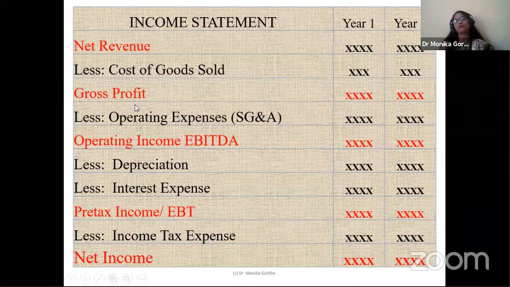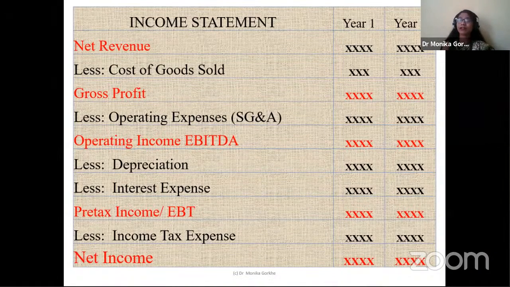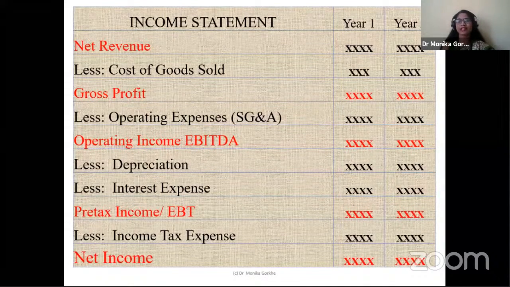Once we are done with gross profit, we reduce our operating expenses, and then we come up with earnings before interest, tax, depreciation and amortization. The amount left after reducing your operating expenses is your operating income, which plays a very important role in understanding what amount is left with the company after all indirect expenses, but before interest, tax, depreciation and amortization. After that, we reduce depreciation, which is only on your fixed assets, and interest expenses on whatever loan or debt you have taken. So you reduce that interest, and we get pre-tax income, that is, earnings before tax.